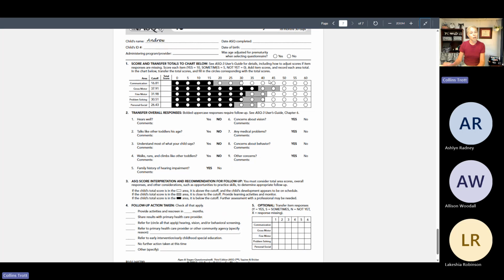So our communication was 30. So I'm going to type 30 and then I'm going to bubble in 30. Gross motor was 50. Fine motor was 35. Problem solving was 40. And personal social was 45.